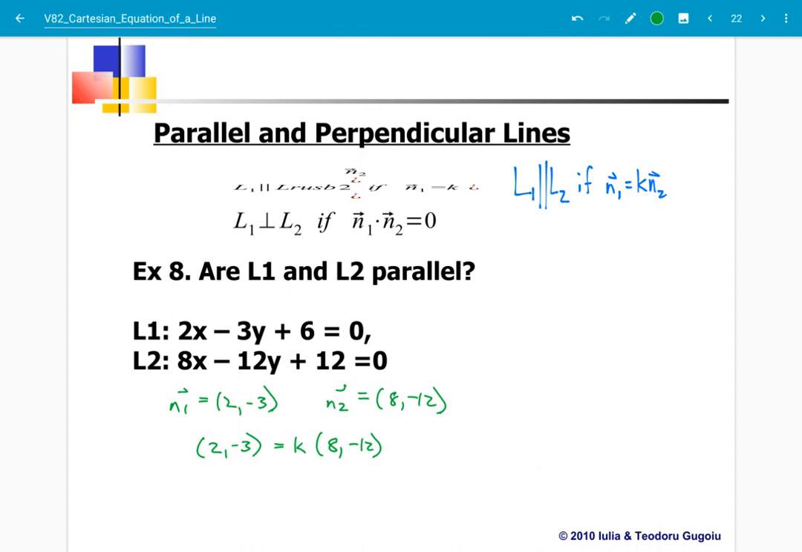So it looks like for the x, 1/4 would work, and that would work for both. k is equal to 1/4. So normal 1 is 1/4 of normal 2. Therefore, line 1 is parallel to line 2. Since the normals are parallel, then the lines are parallel. Yeah, they're not the same line. If you look at the c, they're not. They don't line up.